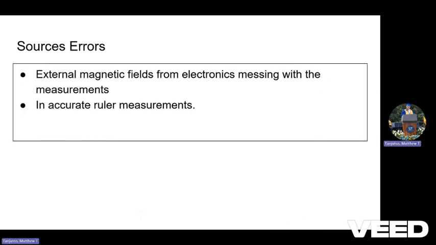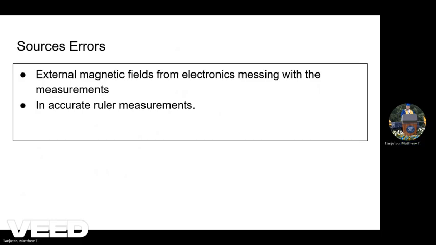And for sources of error, there may have been some external magnetic fields from the electronics messing with the measurements, and inaccurate ruler measurements, of course, because those rulers were not at all clean.